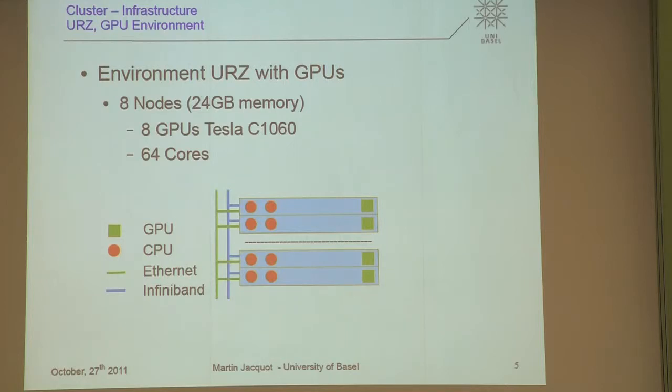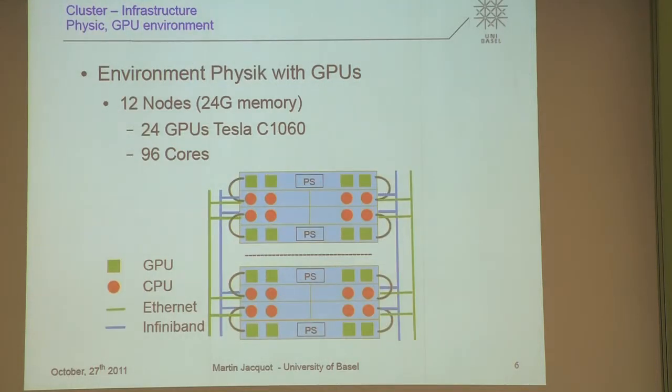We bought at this time 8 nodes, each with one GPU. So we have the node, that's a 1U server, with 2 quad-core CPUs and 1 GPU. They are connected through Ethernet and also through InfiniBand. When the physicists needed to develop and try the big TFT code, they needed more power. So they bought at this time 12 nodes and 24 GPUs.